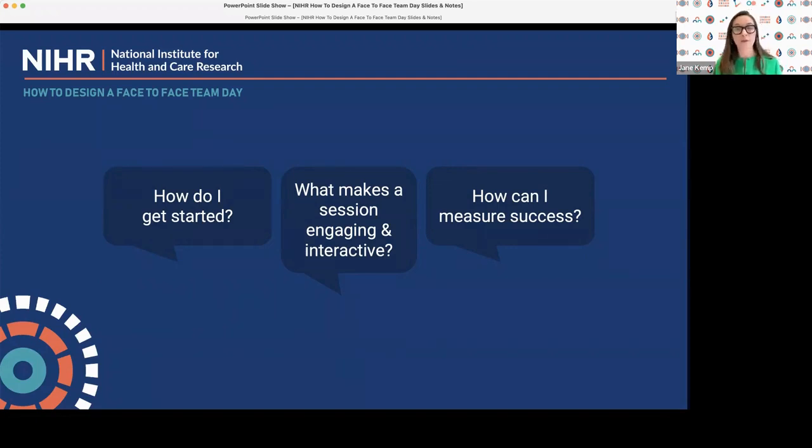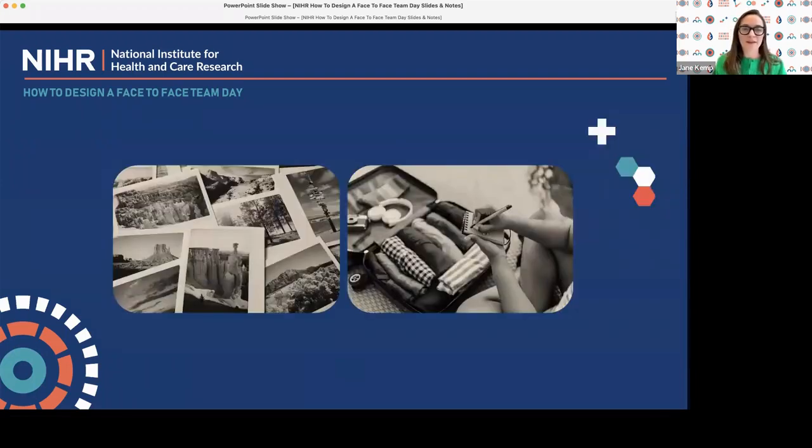The final thing is evaluation and feedback. As Sarah just mentioned, there will be an opportunity to give feedback at the end of this session. How do we make sure in our face-to-face sessions that we've met our objective? How can we measure that success? We'll take these 3 sections in turn, and we're going to start with how do I get started? If we think about it, let's use the analogy of going on a holiday, going on a break.